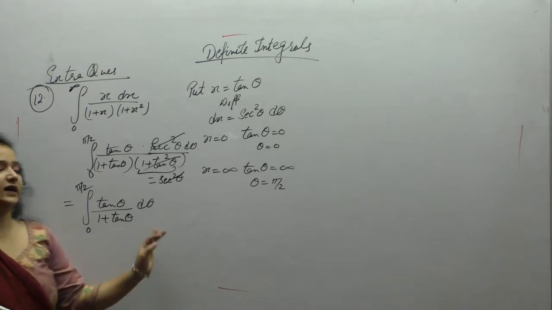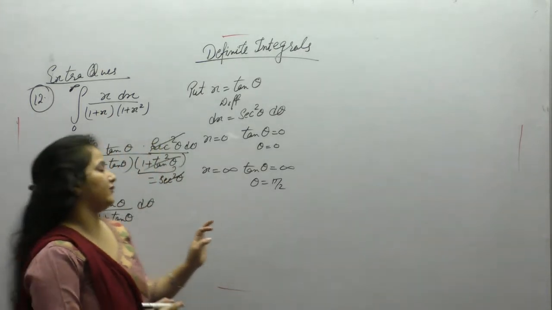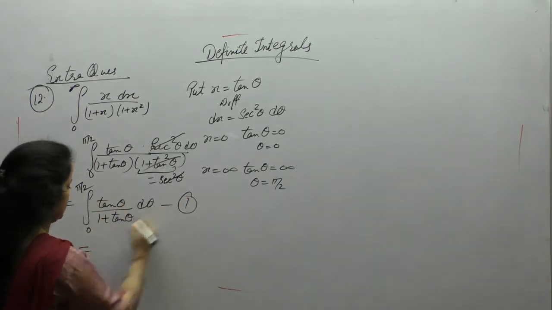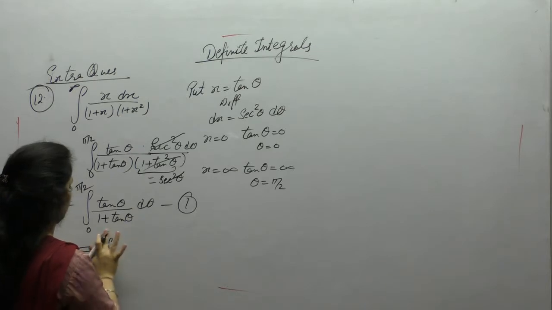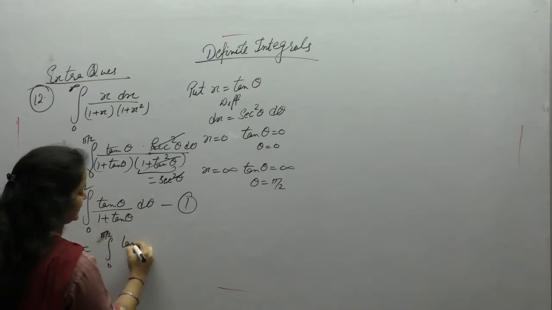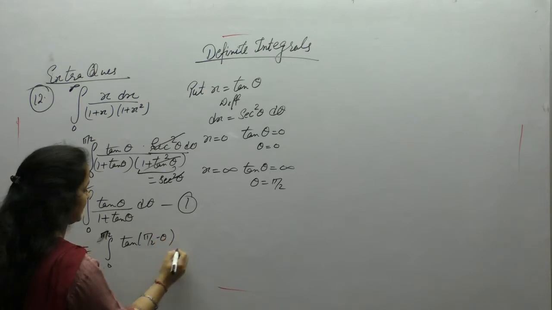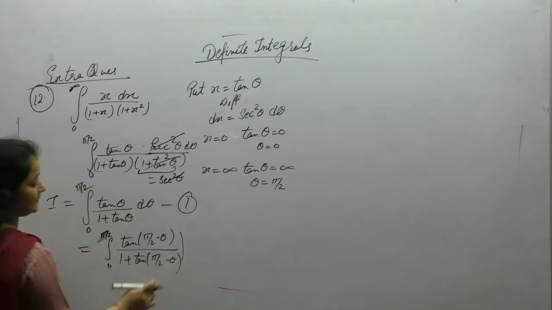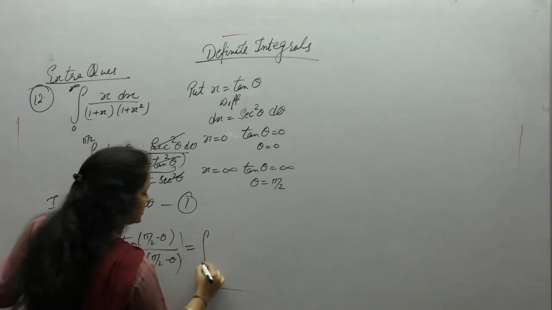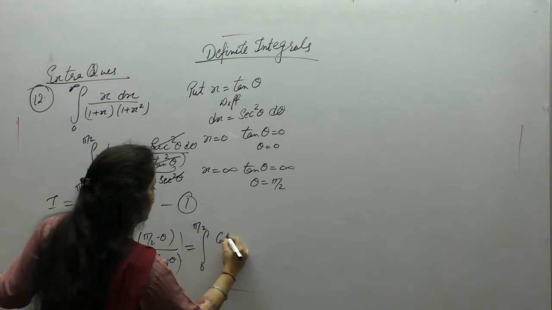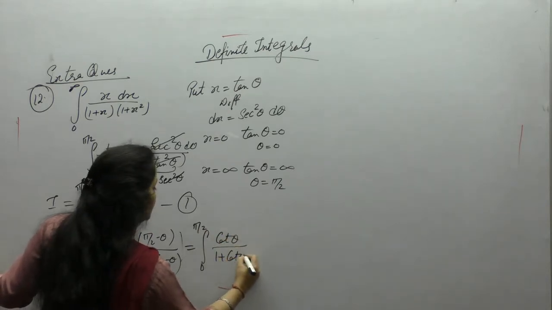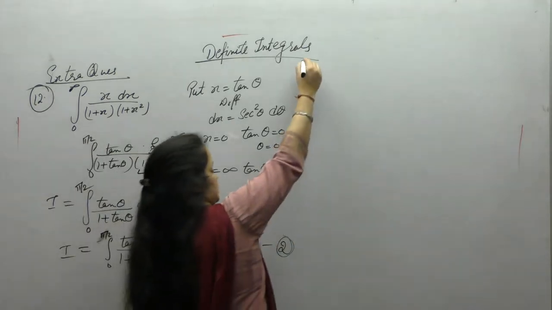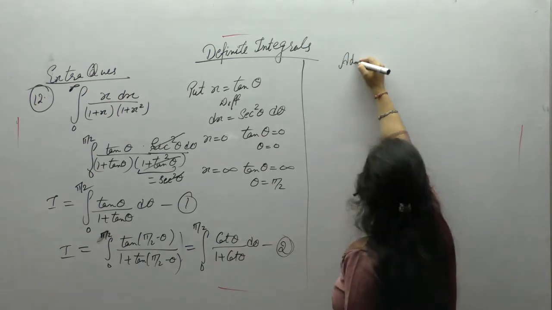Now we use the property integral of 0 to a f(x) dx is equal to integral 0 to a f(a minus x). So tan 90 minus theta upon 1 plus tan 90 minus theta. Tan 90 minus theta is cot. So 0 to pi by 2 cot theta upon 1 plus cot theta. Now add both the equations, add 1 and 2.